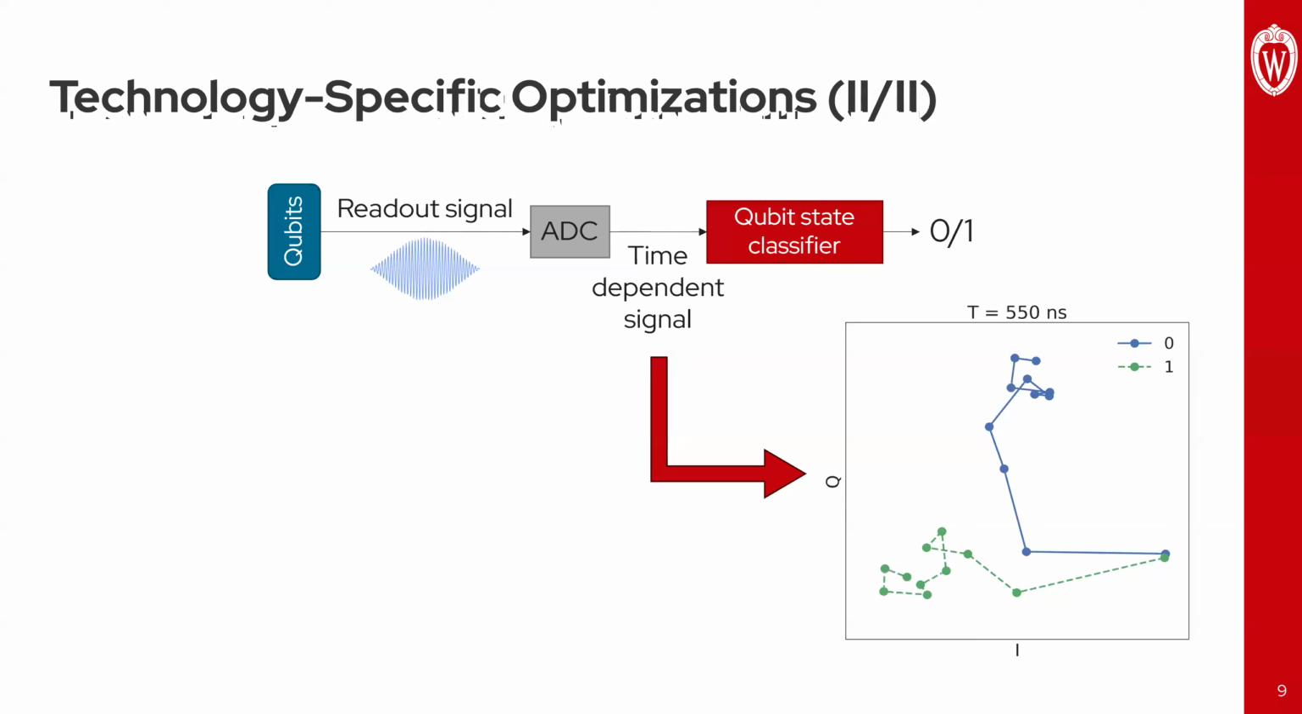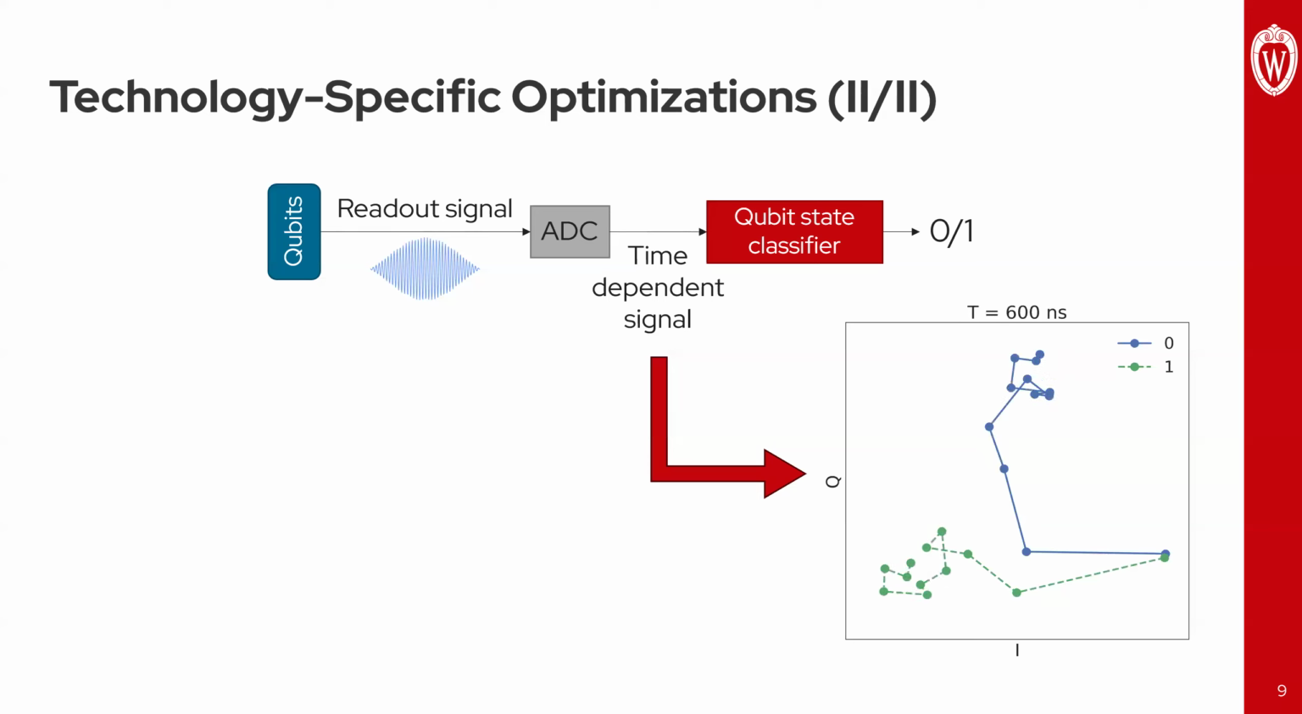And the readout is the reverse process where we're trying to read the state of a qubit. So the readout signal passes through an analog to digital converter, which produces a time-dependent signal, which you see in the GIF on the bottom right. Now you can see that it's different for state 0 and state 1. And so we pass this information through a classifier that gives us the qubit state, whether it's in state 0 or state 1. Now, this is essentially three-dimensional data that we're working with.